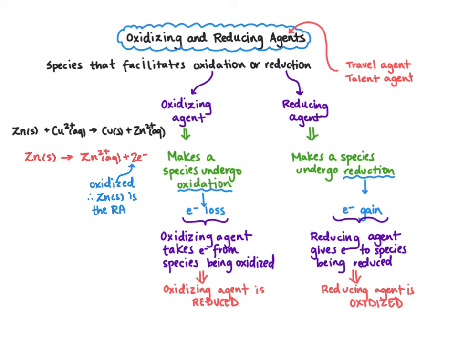If we look at copper, copper goes from 2+, so a cation, to copper solid, a metal. So copper has to gain electrons to go from cation back to elemental metal. It's going to gain 2 electrons. And because copper is reduced, it is the oxidizing agent.